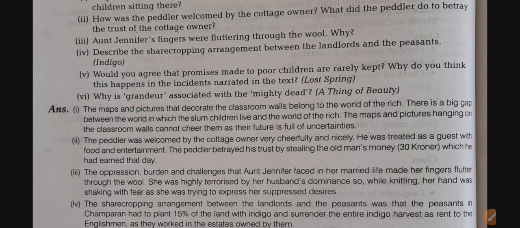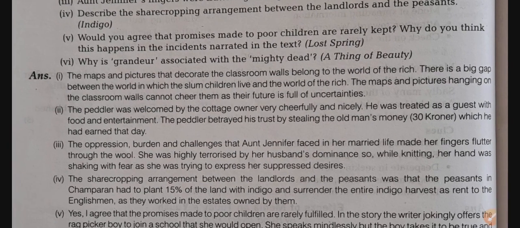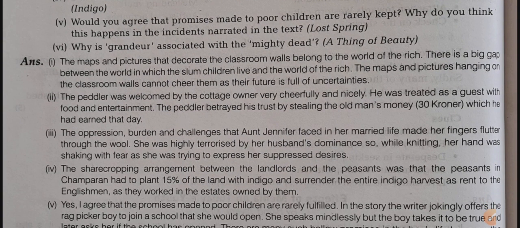The oppression, burden, and challenges that Aunt Jennifer faced in her married life made her fingers flutter through the wool. So Aunt Jennifer was depressed. She was stressed. And she was highly under pressure because of her husband's domineering nature. So while knitting, her hand was shaking with fear, as I have already explained to you.